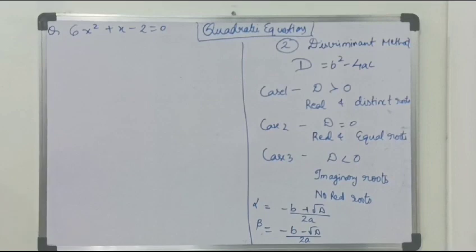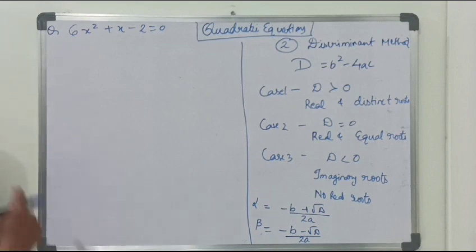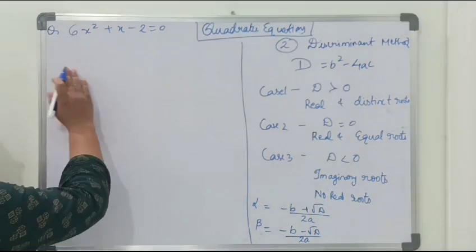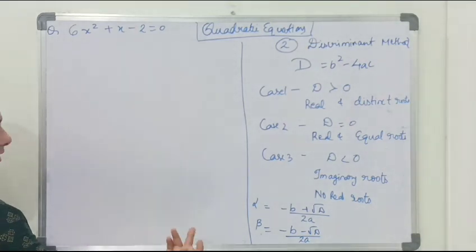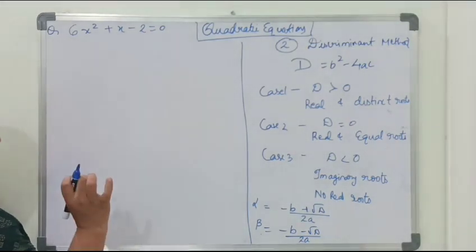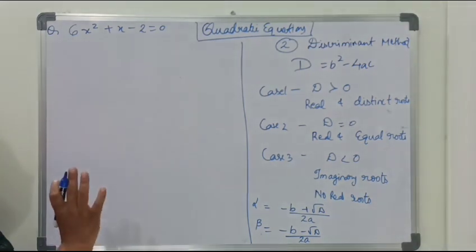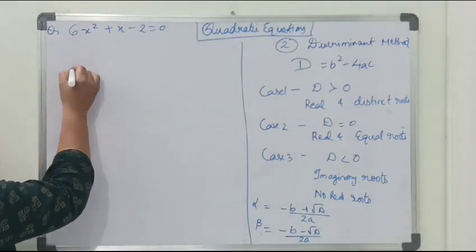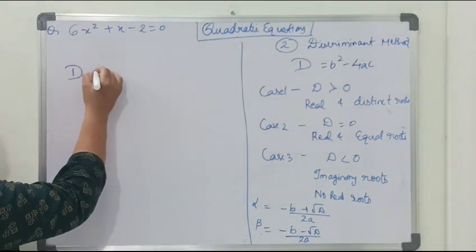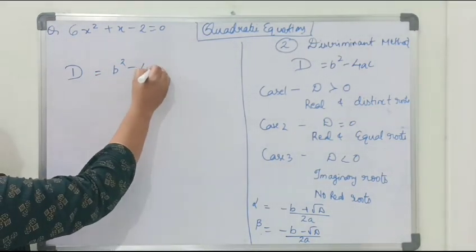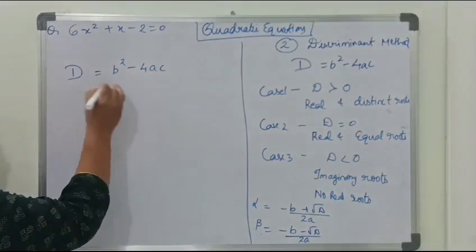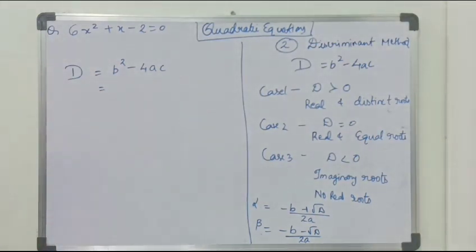Now we will be dealing with the discriminant method. First of all, let us understand what the discriminant method is. Here, instead of finding the values of x or solving the equation, we will be directly finding the roots. But before finding the roots, we have to find a value called d. What is d? D is called the discriminant and the value of d is b square minus 4ac. This is a formula you have to remember.